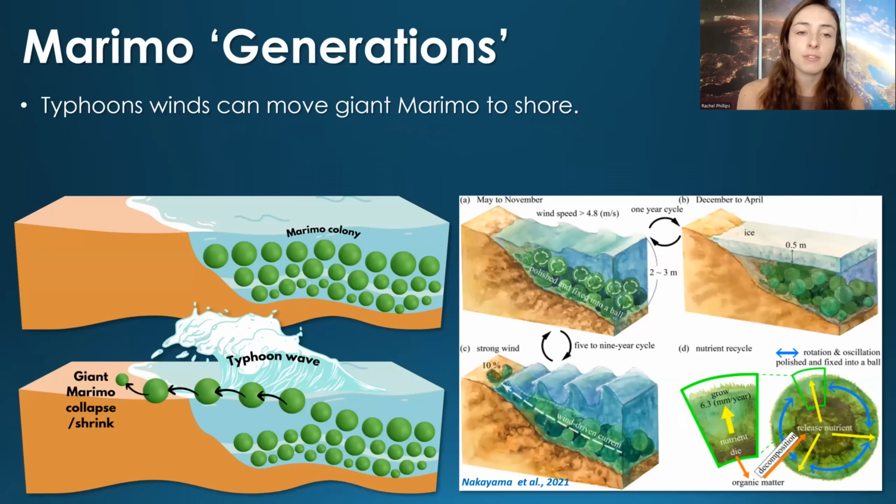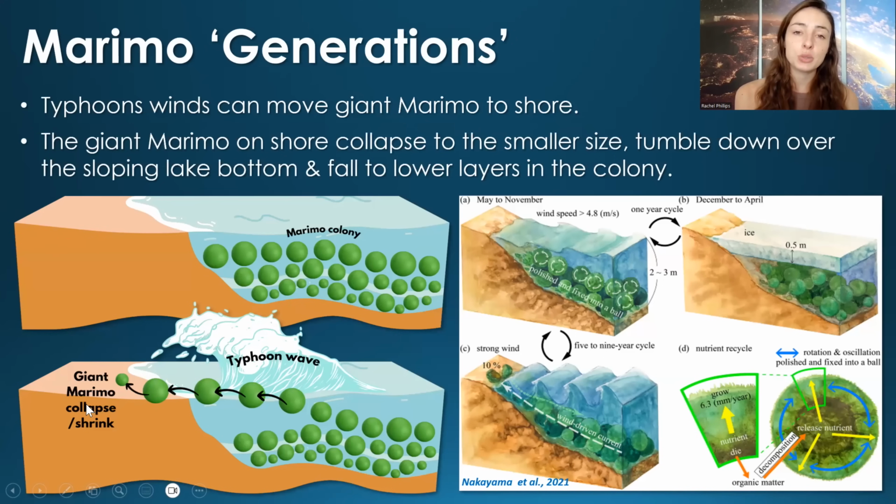Basically, this works because typhoon winds can move giant Marimo to shore, where they collapse and shrink to a smaller size and then tumble back down over the slope into the colony again and fall down into a lower level or layer of the colony. This allows a turnover, or shifting of generations of Marimo colony layers, to shift upward and allow the smaller ones to get larger, and then they'll go to shore eventually and turn over and go down to the bottom layers and so on and so on.